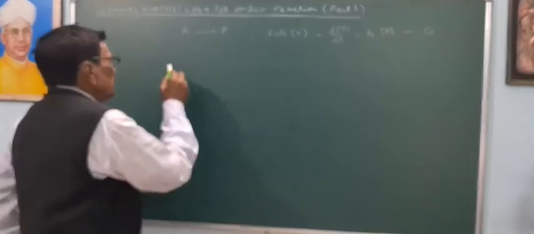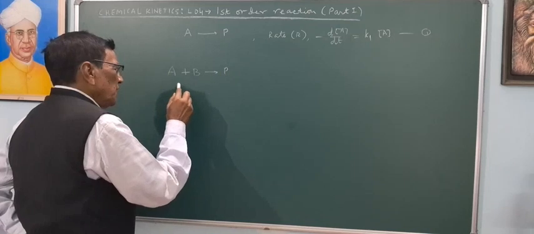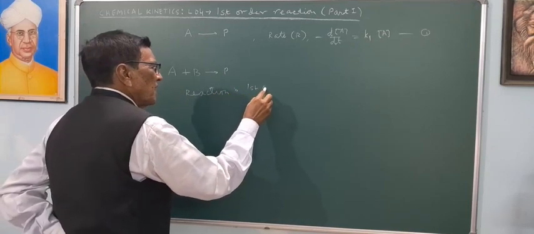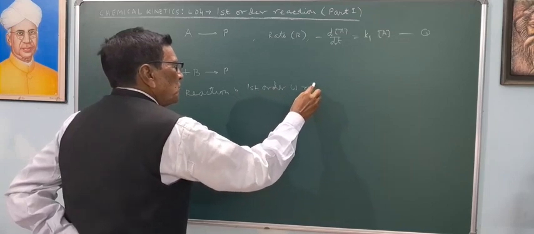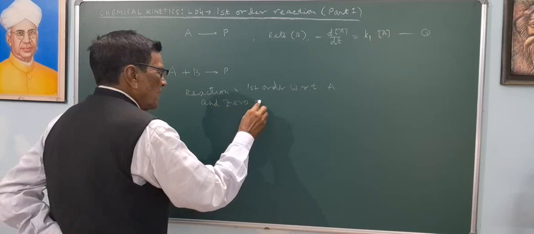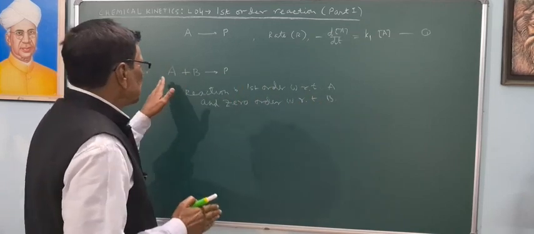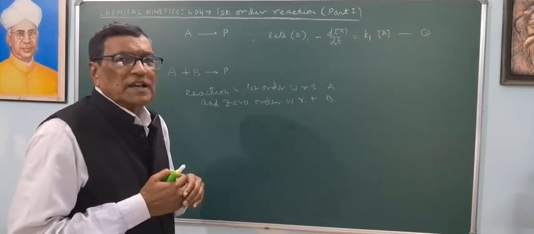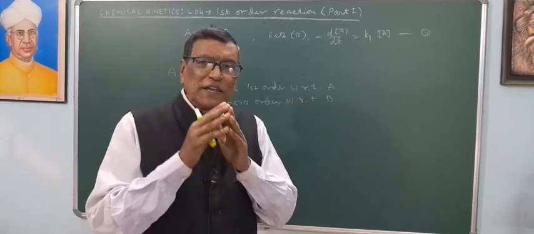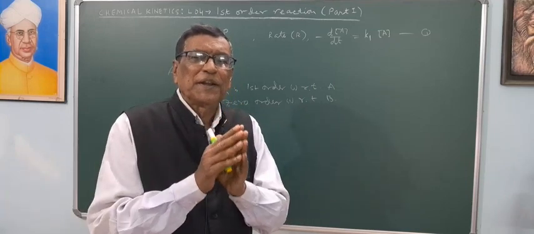Of course, if you write A plus B giving P, and suppose the reaction is first order with respect to A and zero order with respect to B, then the rate of this reaction depends on, and is directly proportional to, the concentration of A, but is independent of the concentration of B. It means if you change the concentration of B, the rate will remain unaffected, unchanged.